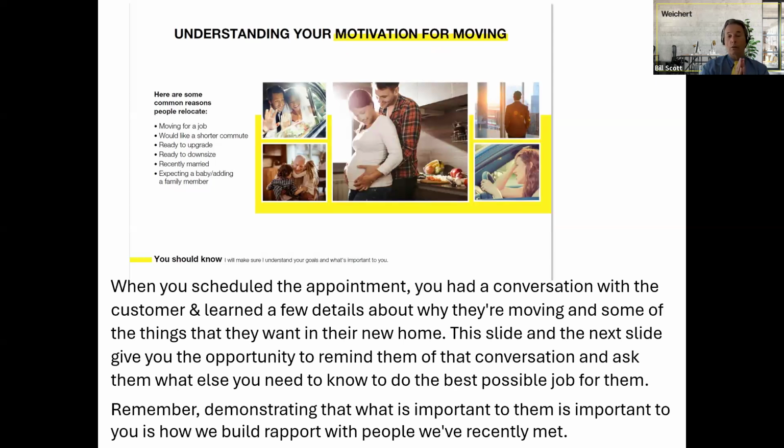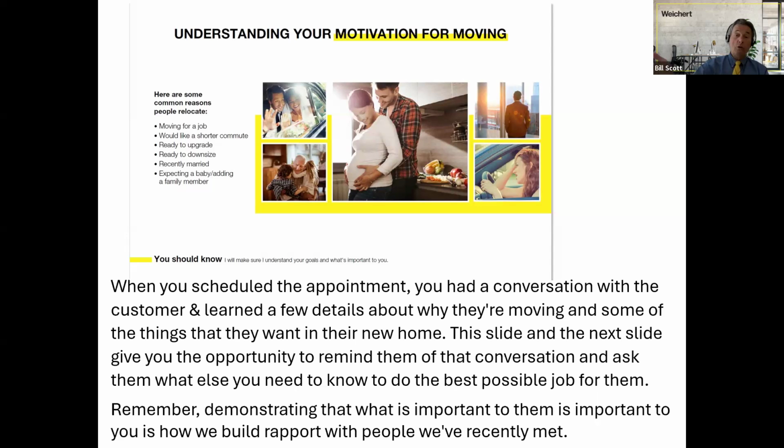Now, remember when we talked about asking questions, open-ended questions to get the people to talk about themselves? Make sure that when they do that, you take notes and you remember what those things are. Demonstrating that what is important to them is important to you is how you build rapport with people that you've recently met. And this is where we demonstrate that we were paying attention and that what was important to them, we made note of that, and we understand that that's what we're going to be doing.